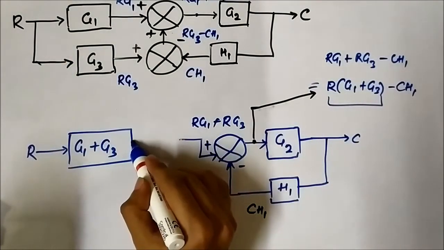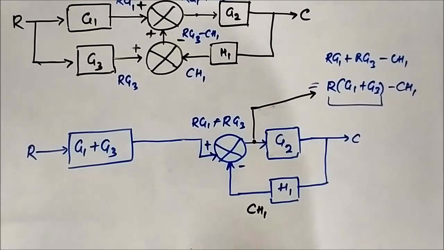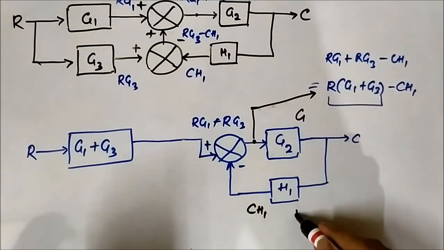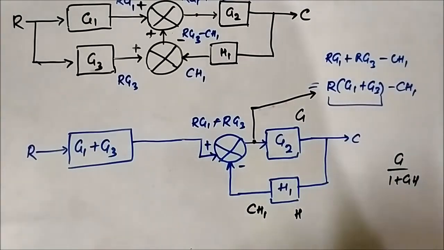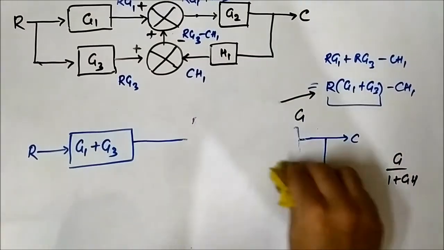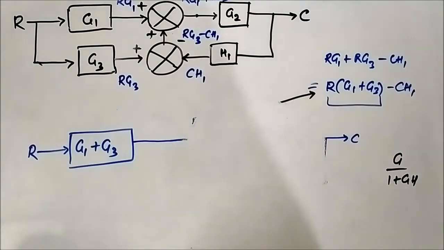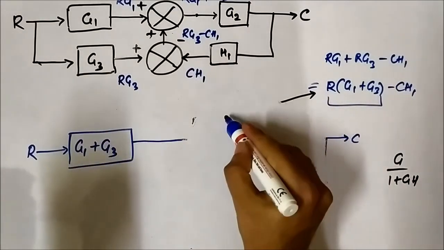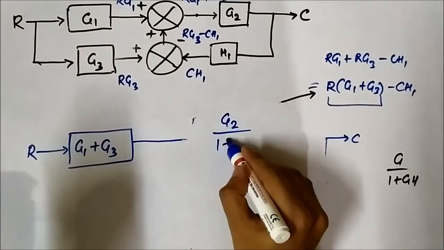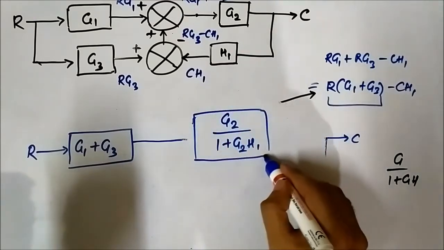Next, this is a classic negative feedback connection, where this is G and this is H, so it will be G by 1 plus GH. So we can replace this as G2 by 1 plus G2H1. Okay, G2 by 1 plus G2H1.